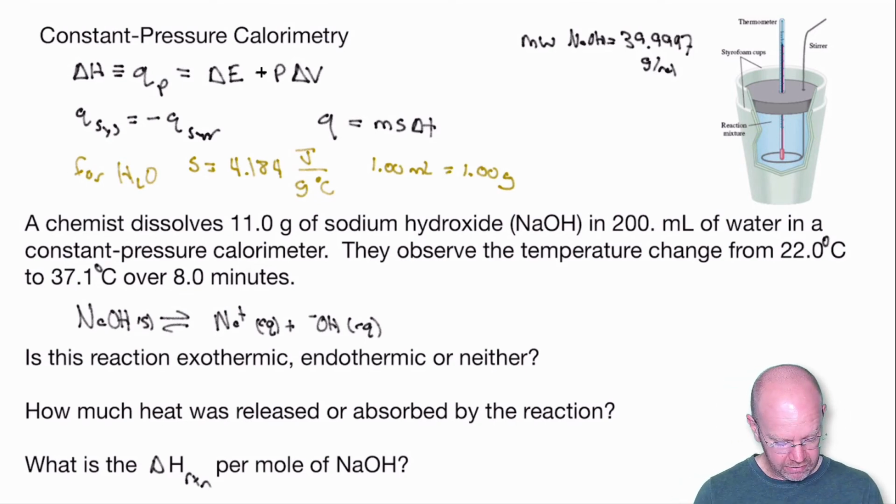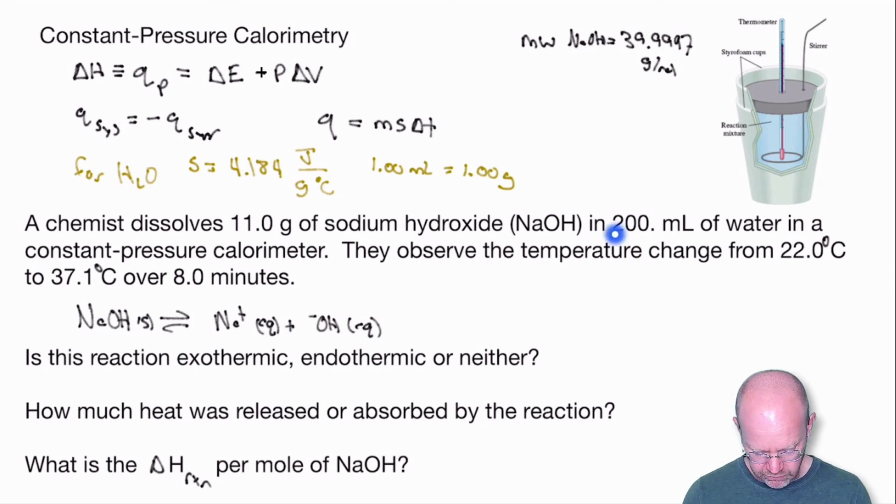And again, constant pressure calorimetry gives us direct access to the enthalpy change of some process, so in this case a reaction. So our reaction is this. We're going to take 11 grams of solid sodium hydroxide and we're going to dissolve them in 200 milliliters of water in a constant pressure calorimeter.